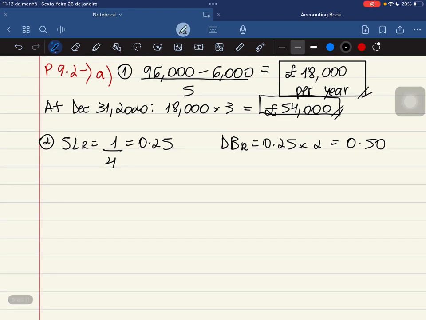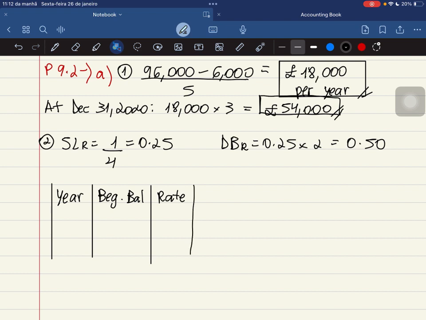Okay, now since we're dealing with a double declining balance, I like to make a table because there's a lot of information that you have to write, and it's very easy to get lost. Of course, if you know how to do it without making a table, then feel free to do it, go ahead. But I like to make it a table. So over here, I'm putting all of the columns that I'm gonna need.